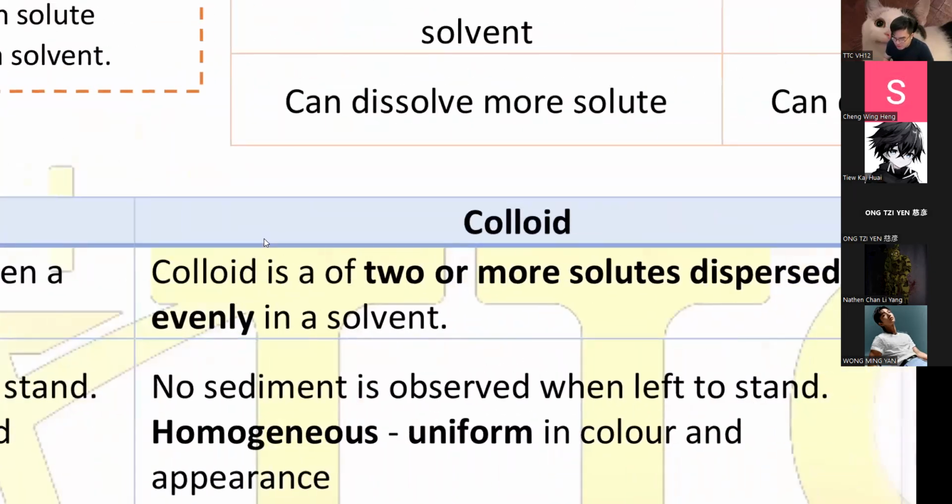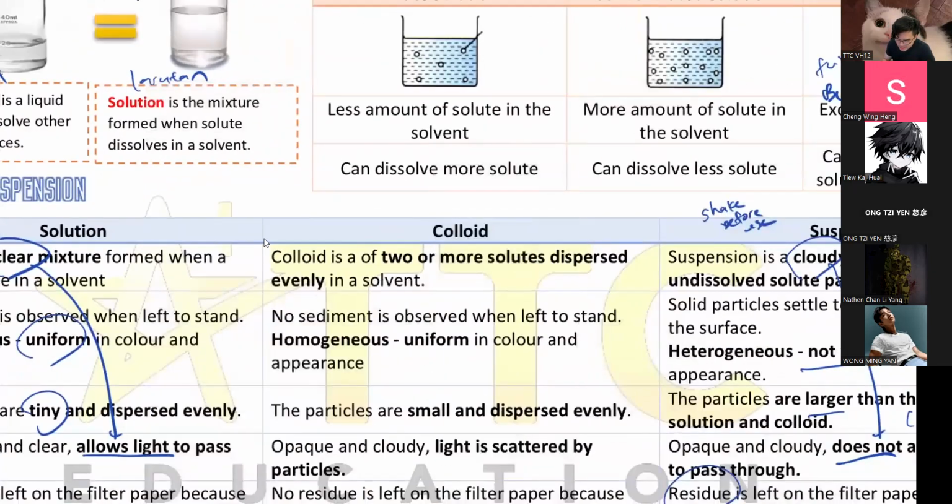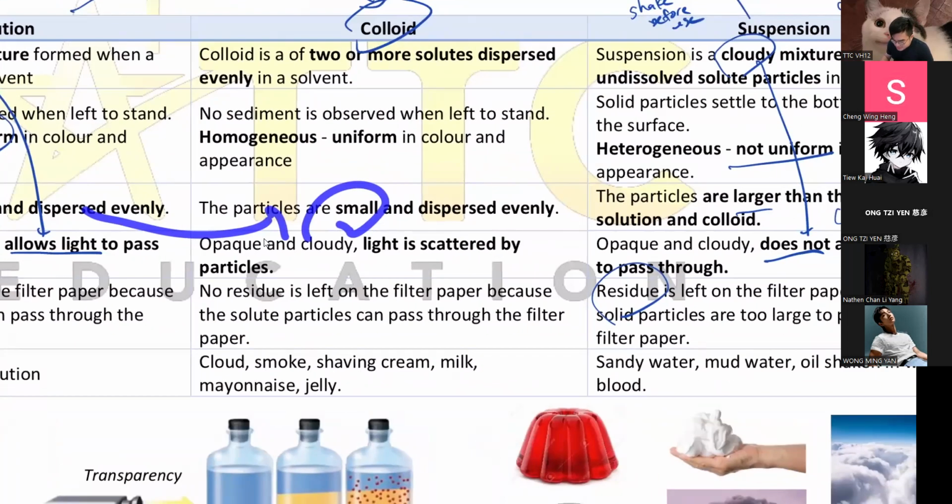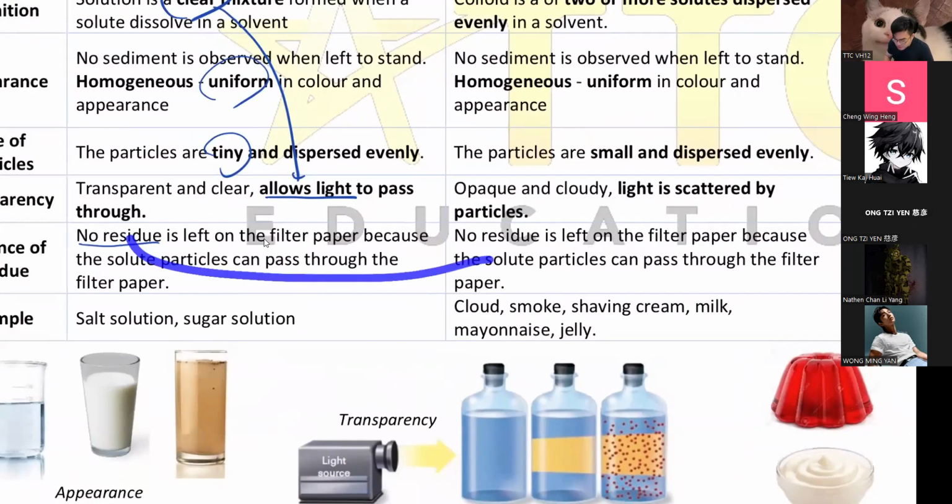That's why we call it a colloid. This guy is like a pondan. It's not a guy, it's not a girl. So it's a colloid, right? Mayo is exactly this way. They are uniform, just like your solution. The particles are small, a little bit like your solution, but they are just like your suspension: light cannot go through it. But they are also like your solution. They have no residue, so it's like a half thing, right?